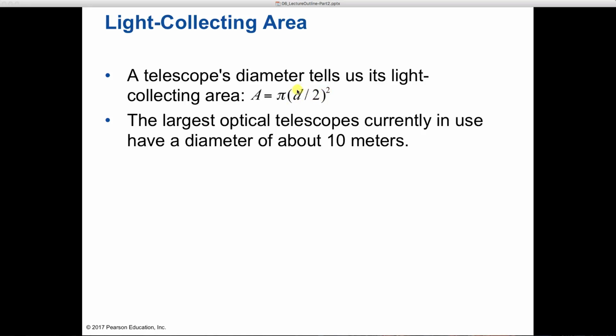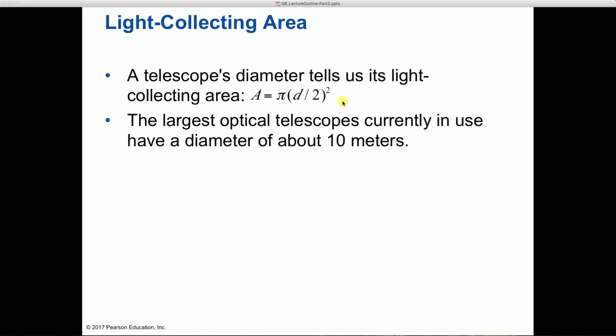If you were to double your diameter, make it twice as big, so go from like a 1 meter diameter telescope to a 2 meter diameter telescope, that actually increases the area by a factor of 4 because of the squared here. So increasing the diameter significantly increases the area, and the light gathering ability of a telescope is directly related to the area of a telescope. The biggest telescopes nowadays are around 10 meters in diameter.